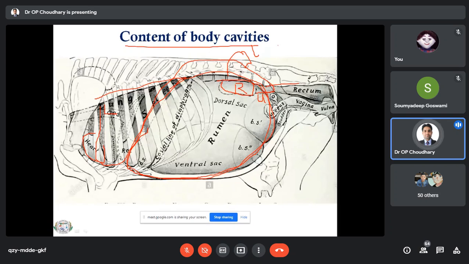Then behind the abdominal cavity, this part is the pelvic cavity, and this pelvic cavity usually consists of the male and female genital organs, along with part of the urinary system. In this part of the urinary system, you will find the urinary bladder along with the urethra. So these are the contents of the body cavities.